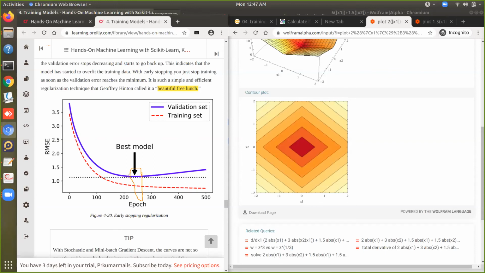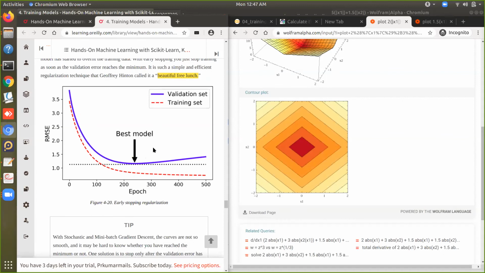So when our validation loss does not improve for some n number of epochs, then we can say the model at those epochs is the best model. Accordingly, we can stop training also. So that's what the author says.